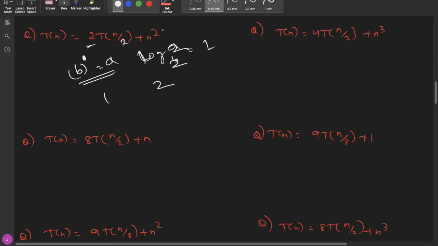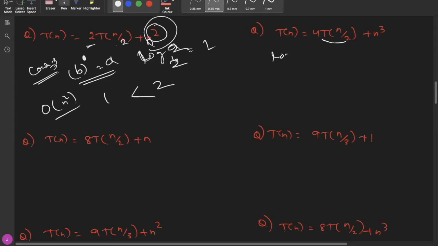1 with comparison to 2, because the power of n is k. So the power of n is 2 here. So the right side is greater. If the right side is greater, then case 3 arises. In case 3 what we are doing, we are just representing by the right side terms. Whatever is present there, we will just write it.